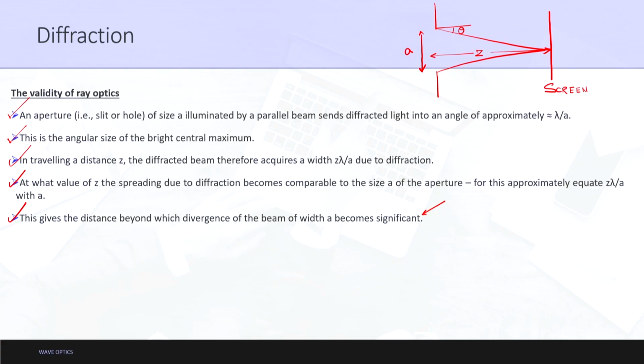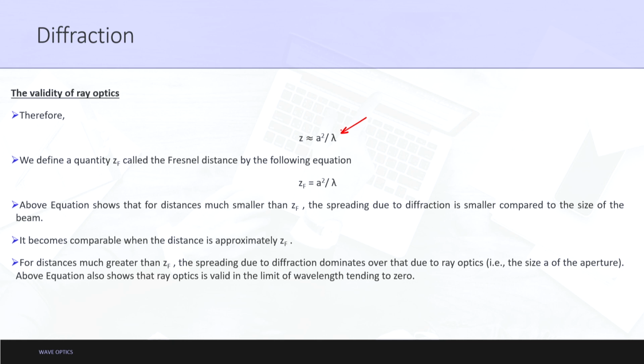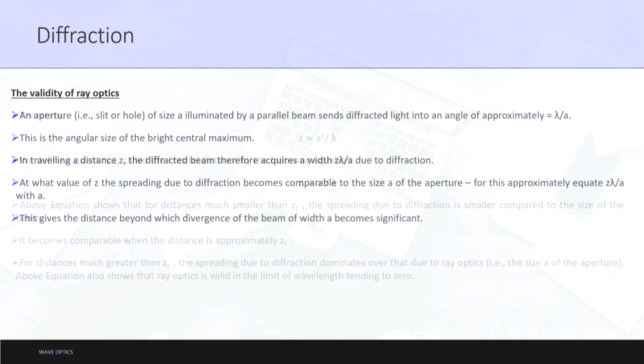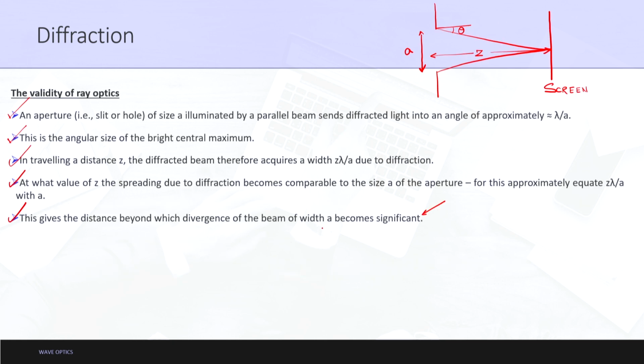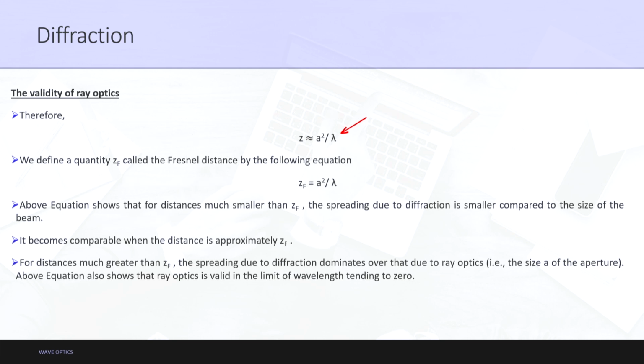So what is the distance? Because it happens over very minute distances, it is not even visible to the naked eye, but it will be visible to us when the distance z is at least this much. How much? That is approximately equal to A square by lambda. So when z is approximately equal to A square by lambda, we will see the diffraction pattern, that is, the divergence of the beam of width A will become significant. Okay. So just remember this: we know this quantity as the Fresnel distance, denoted by the equation ZF equals A square by lambda. So for the exam you just need to remember that ZF is approximately equal to A square by lambda.